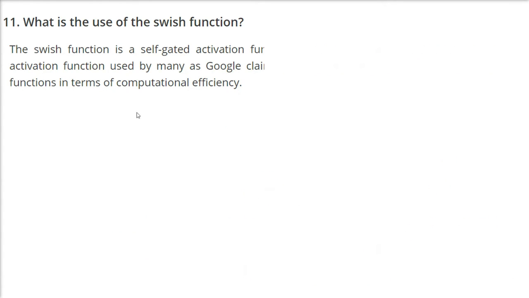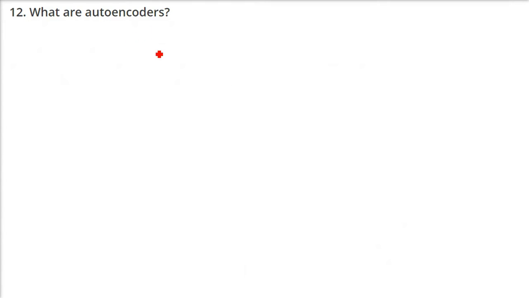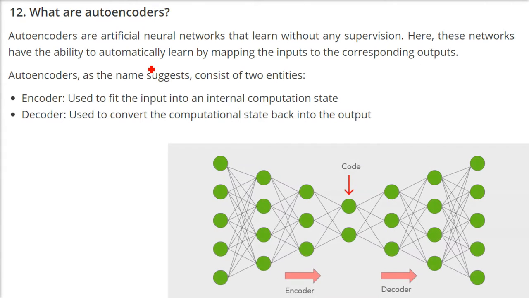What are autoencoders? Actually, it's not only an encoder, it is a combination of encoder and decoder. There are multiple purposes of this autoencoder in artificial neural networks. These are basically ANNs which learn in an unsupervised manner. So autoencoders: artificial neural network, unsupervised learning. These networks have the ability to automatically learn by mapping the input to the corresponding output.